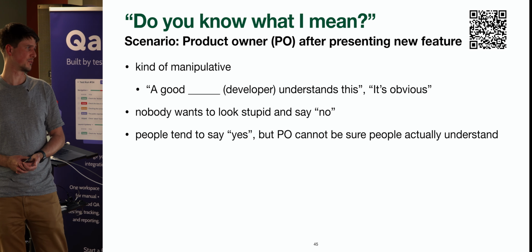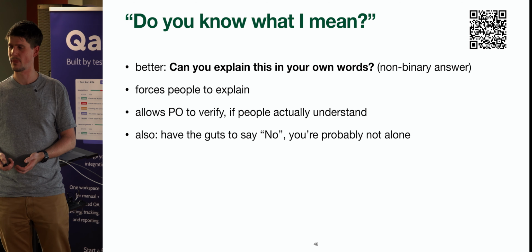But there's another problem. When people just say yes, the PO cannot be sure that people actually understand. So a better way to ask a question is, can you explain this in your own words? This forces people to explain rather than giving a binary yes or no answer. And it allows the PO to verify if people actually understand. And also have the guts to say no. You're probably not alone. Like how? How would be better? What do you mean, how? It's like 0, 1, and with how it's like an open question. Yeah, exactly. Or this question, can you reiterate what I said?